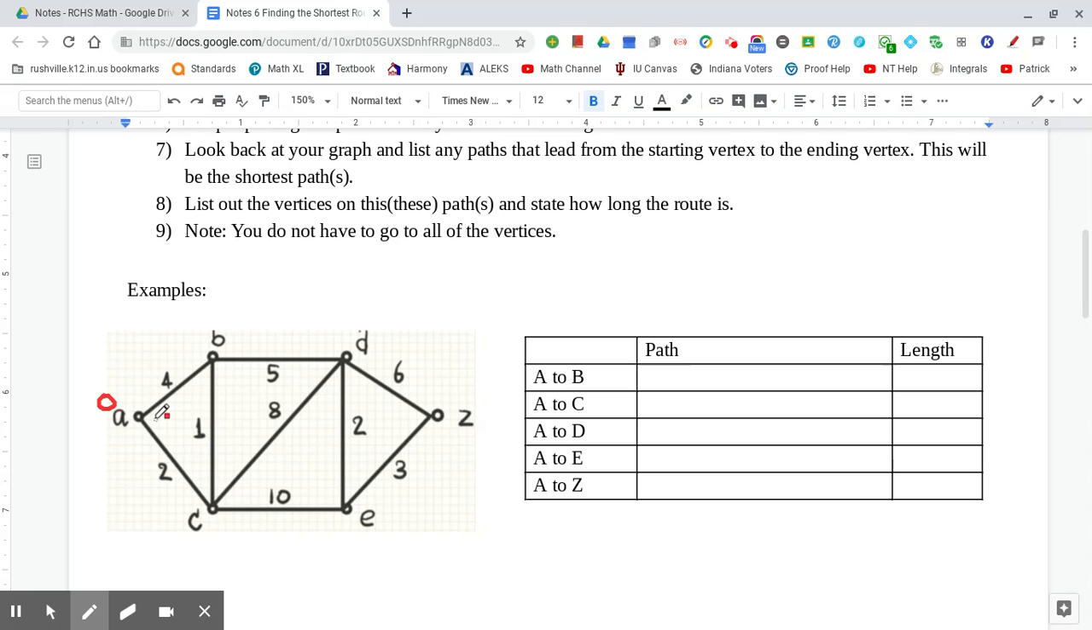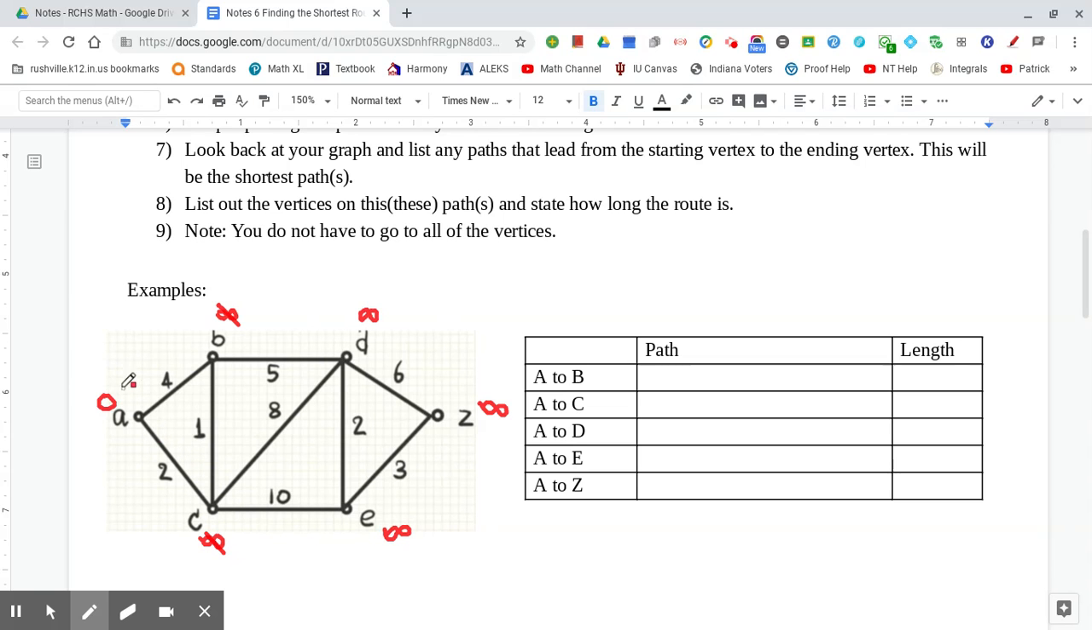Then we're going to look at what vertices are adjacent to A. So we have B and we have C that are adjacent to A. Before that, I'm going to go ahead and put an infinity symbol next to all of these vertices. Now going back to the vertices adjacent to A, we have B and we have C. What that means is from A, I could travel to either of these, which means that no longer is their distance infinity. Now we actually have ways to get there.